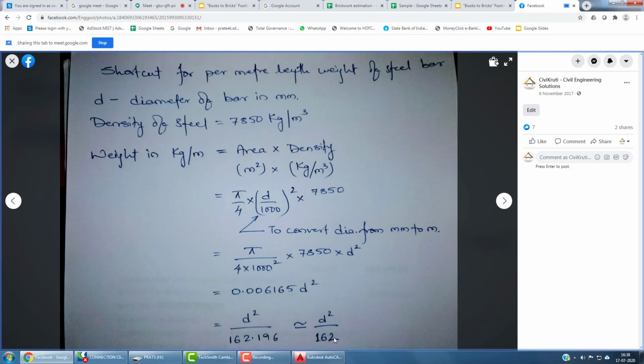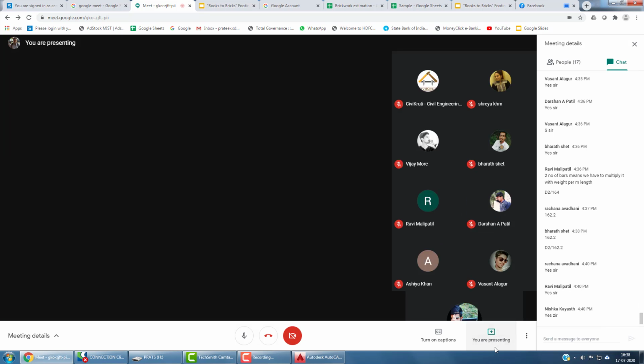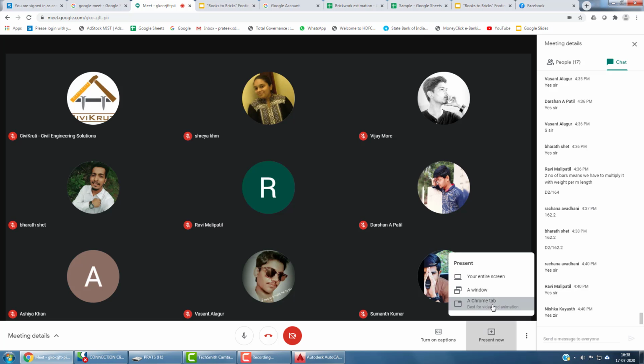So the intention of showing this is that you should know how the d square by 162 has come. If anybody asks you how this d square by 162 has come, you should be in a position to explain. Is it clear, guys? Is the photograph clear? If you have any doubt, you can ask. These things are very important from your interview point of view. These things are usually asked.